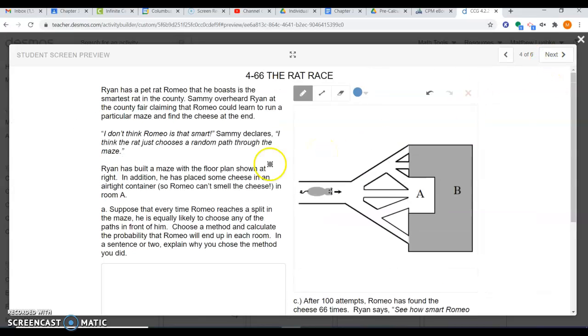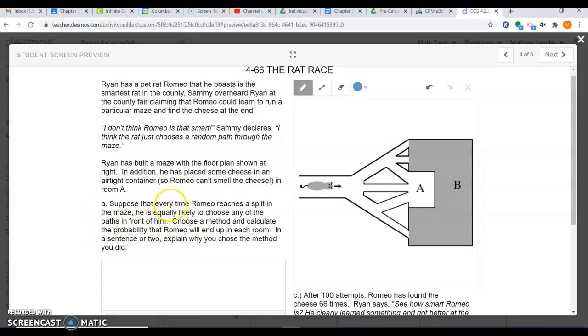Here's one of my favorite problems, and so we have this rat, Romeo, and what we need to do is figure out, they believe Romeo is smart, and somebody declares that they don't think Romeo is smart, he's just randomly selecting a path to choose. And so we need to read A very closely here, and it says, suppose that every time Romeo reaches a split in the maze, he is equally likely to choose any of the paths in front of him. All right, so really this is going to be a tree diagram, and we just need to label the branches and multiply down to figure it out.